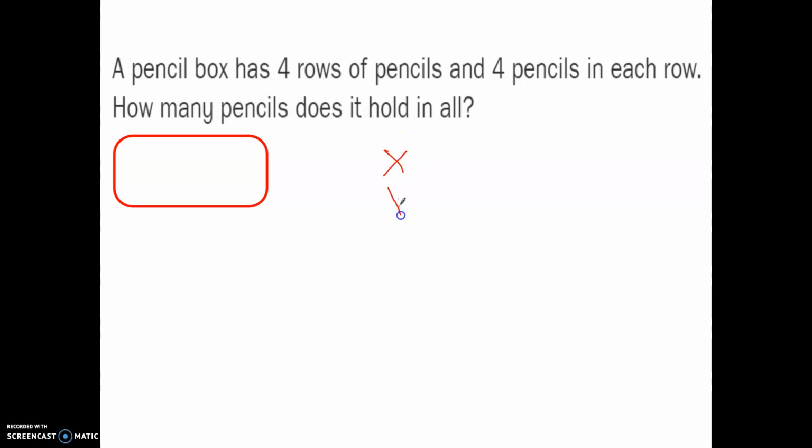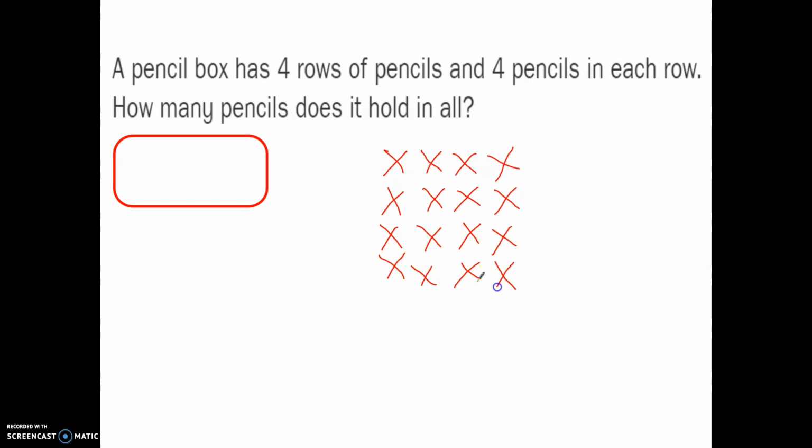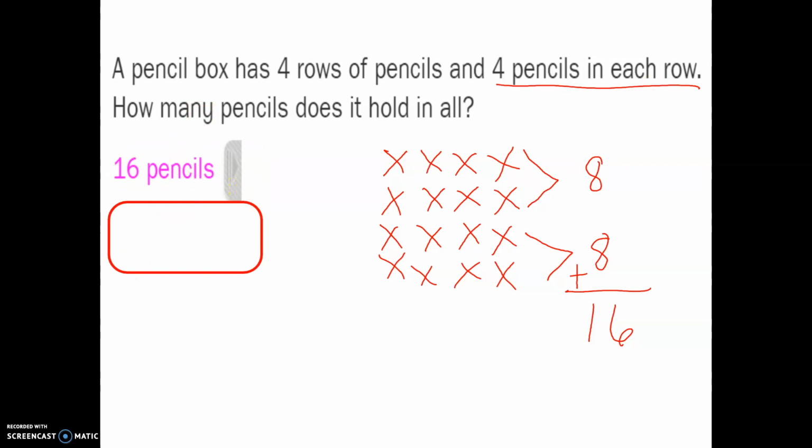Well, we've got 4 rows, and there's 4 in each row. Okay, and our last row of 4. Now there's a couple ways that I can go about trying to figure out the answer for this. I could count each X all by itself, but man, that could take a long time. But if I know that there's 4 in a row, then I can add these 2 rows together. 4 plus 4 is 8. And if these 2 rows are 8, then these 2 rows have to be 8. And I know that 8 plus 8 is 16. So the answer is 16 pencils.